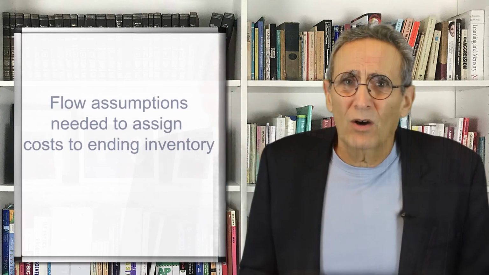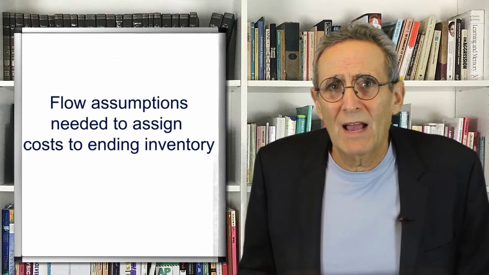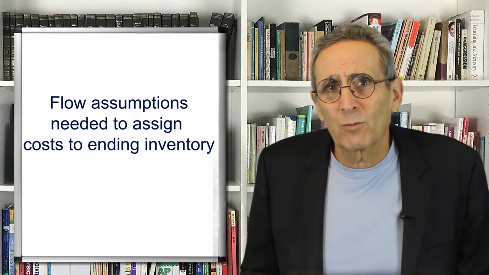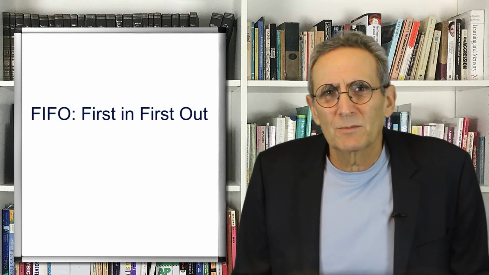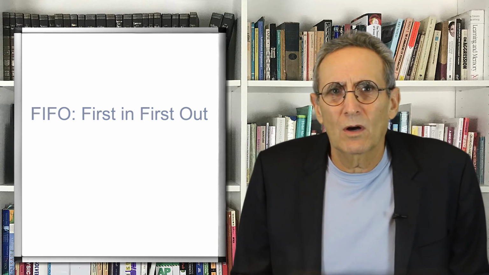In order to assign a cost to her ending inventory, Janus will have to make assumptions about the flow of product in and out of the tank. One plausible flow assumption is called FIFO, standing for first in, first out. Under this assumption, ending inventory is associated with costs from the most recent deliveries.